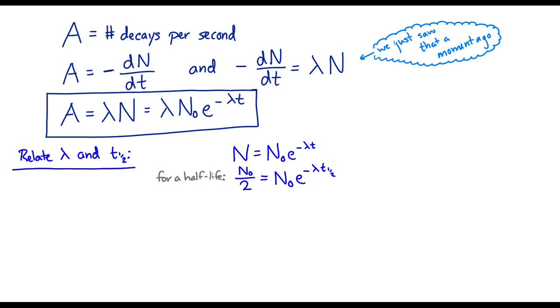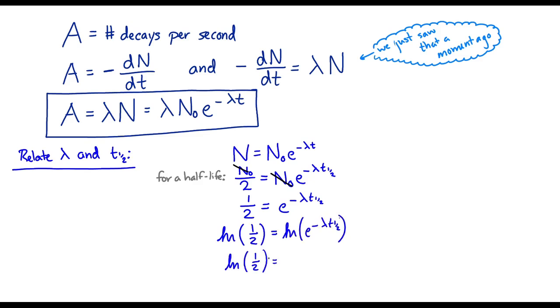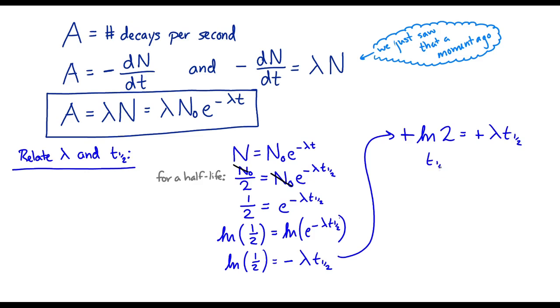So now we just have to solve. Okay, we can cancel out N0. So I get 1/2 is equal to e to the minus lambda times the half-life. I can take the natural log of both sides. The natural log of 1/2 is the negative of the natural log of 2, if you remember your natural log rules. And then we get a negative sign that cancels out. And if I solve for the half-life, the half-life is equal to the natural log of 2 divided by the decay constant.